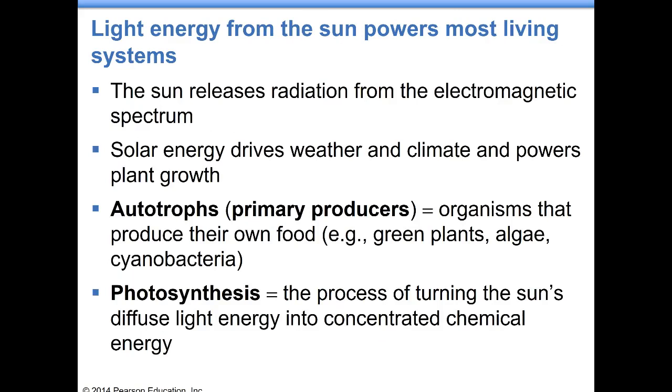The sun is going to release radiation, and that radiation is in the form of the electromagnetic spectrum. So Roy G. Biv, the rainbow, and then the lights that you cannot see. And that solar energy is going to drive the weather and the climate, and it's going to power the plant growth. So we've got a lot of energy in that solar light. We use microwaves. We've been able to harness microwaves that can actually cause elements and atoms to move quicker, cause more friction, and heat things up faster. So that's a form of energy that we have there.